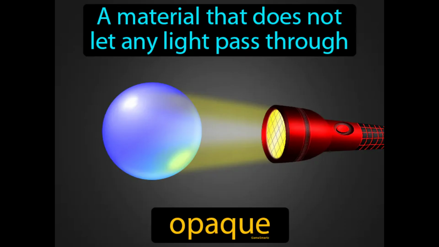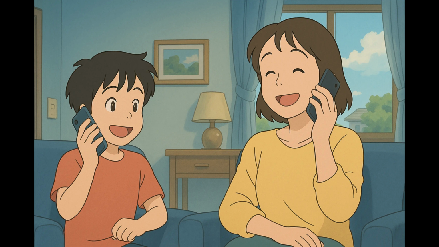A material that does not let any light pass through. Opaque. In simple terms, opaque means you cannot see through it because it blocks all light. Imagine trying to have a conversation with a friend over the phone, but there's no signal, and your words don't reach them at all. This situation is similar to how opaque materials behave with light.